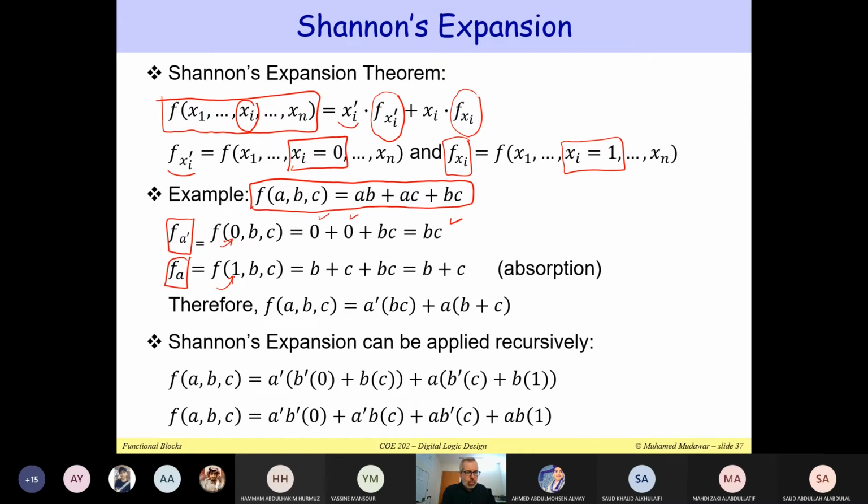And when a is equal to 1, you get 1 and b, which is b, 1 and c, which is c, or bc. But because you have b or bc, you can just remove the bc and simplify it to b or c. So now I can rewrite my function f using the Shannon expansion theorem: it's a prime and bc, or a and b or c. That's very interesting because I can use this to implement the function using multiplexers.